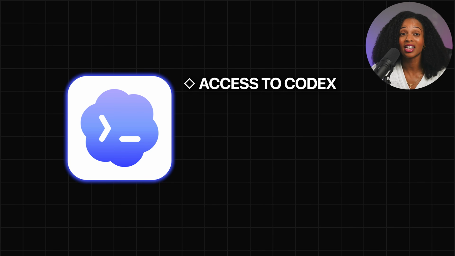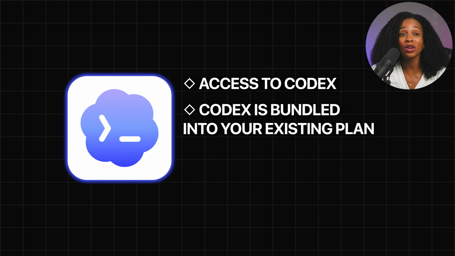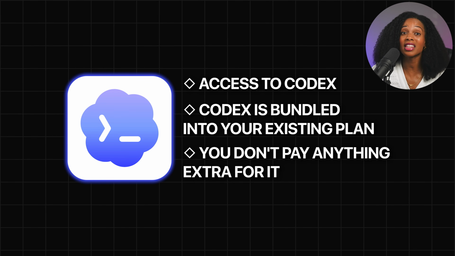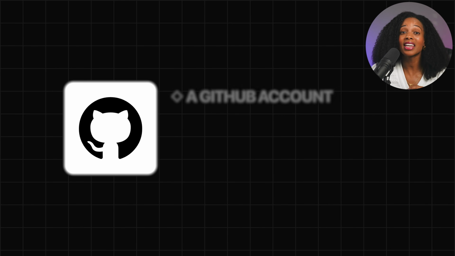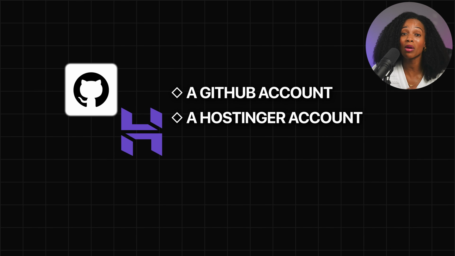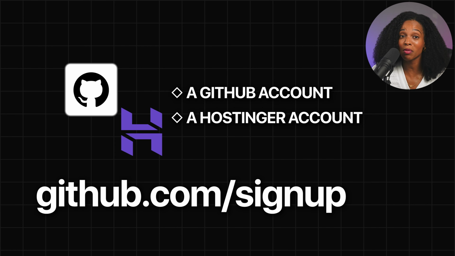Don't worry, it's a short list. First, access to Codex. And here's the great news. If you're already paying for ChatGPT, Codex is bundled into your existing plan. You don't pay anything extra for it. And second, a GitHub account and a Hostinger account for when we go live. If you don't have a GitHub account yet, pause here, go to github.com and make a free account. It takes 2 minutes. And we'll get to Hostinger later in the video. That's it. Let's start the project.